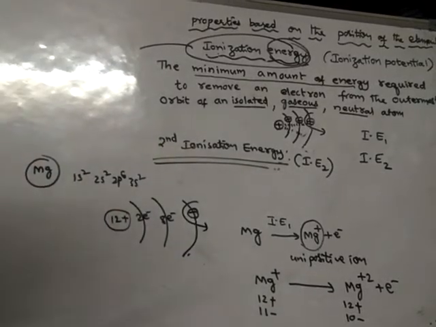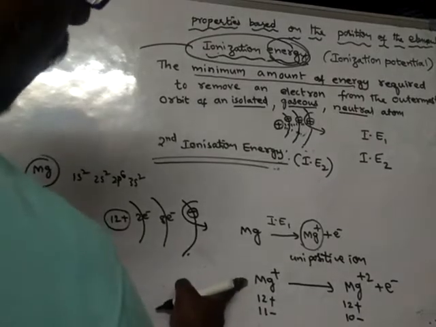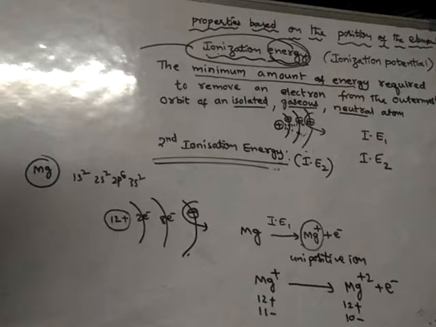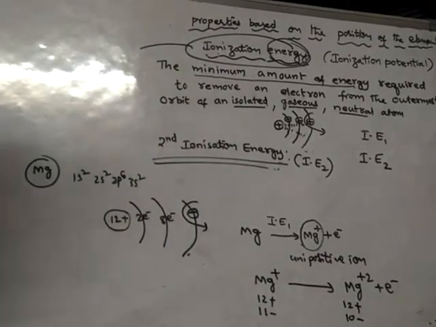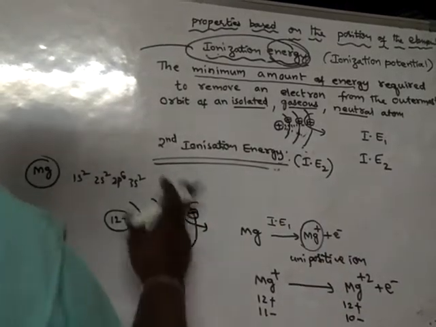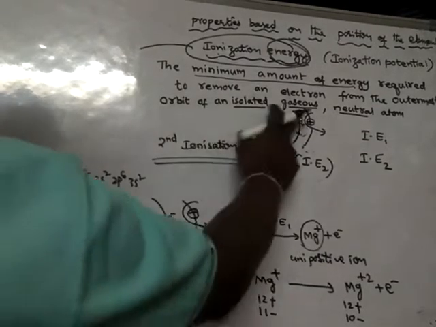But initially I took the first electron from magnesium, and by the time I take the second electron, that magnesium is present in its unipositive ion form. So now I am taking the second electron from the unipositive ion, not from the magnesium atom. That is why the definition of second ionization energy will be somewhat different.